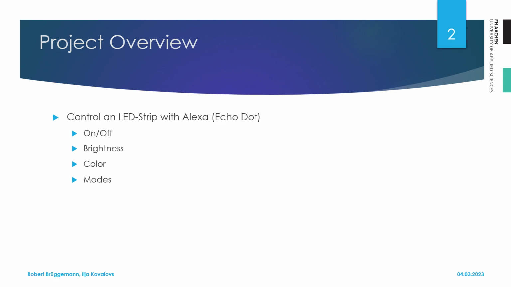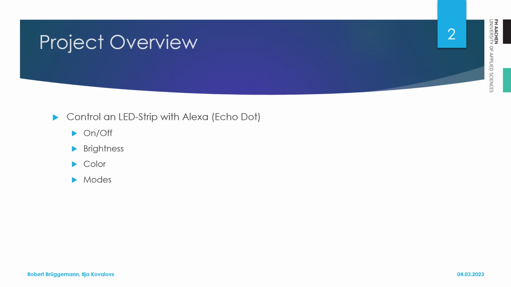In our project, we wanted to control an LED strip by using Alexa. The LED strip should be able to get turned on or off. We should set the brightness of the LED strip, the colors, and we should also do modes.